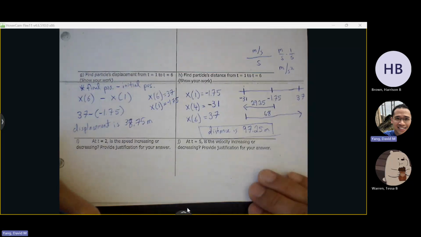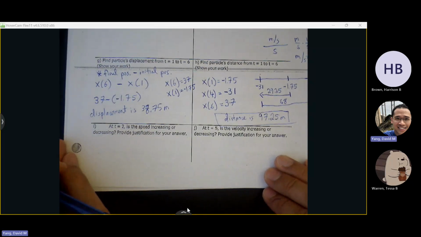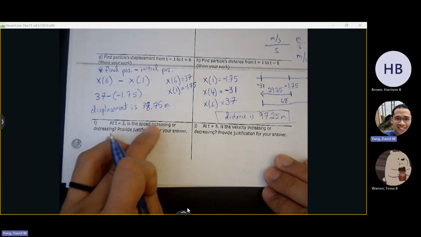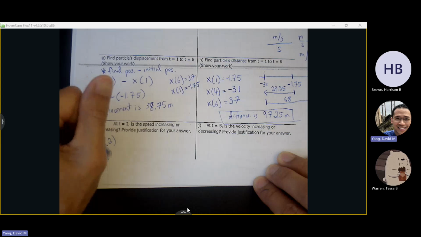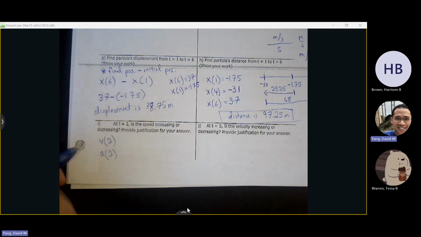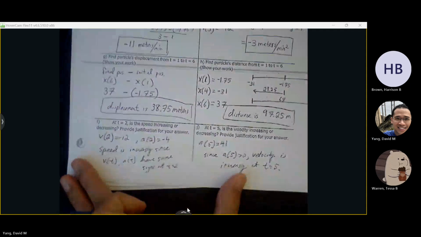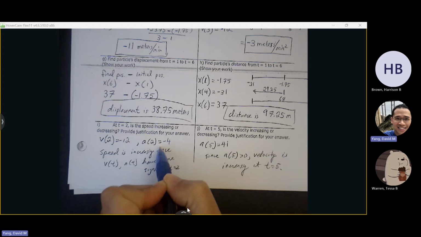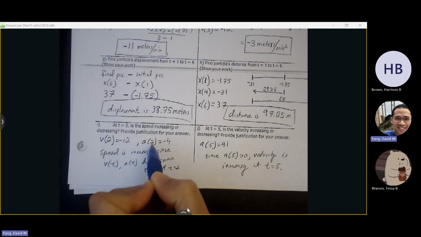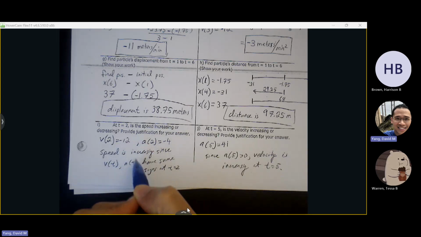Okay. Next up, at t equals 2, is the speed increasing or decreasing? To determine increasing or decreasing speed, we have to compare signs. We have to find the velocity at 2 and the acceleration at 2 and see what the signs indicate. Velocity at 2 is -12. Acceleration at 2 is -4. They're both the same sign, which indicates this object is speeding up. So speed is increasing since velocity and acceleration have the same signs at t equals 2.